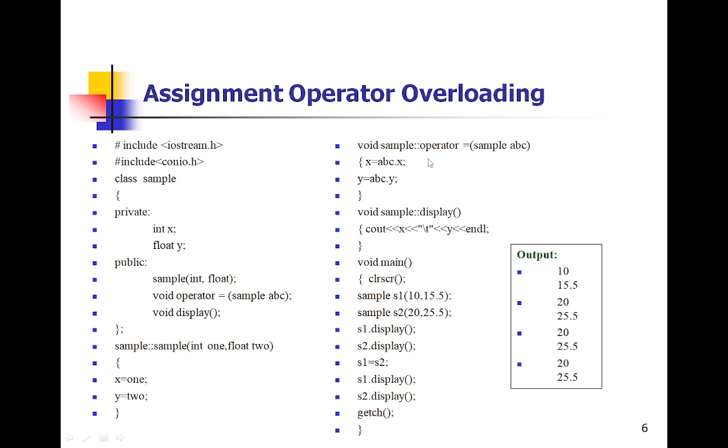Whenever the equal symbol is used, your control will switch over to here. That value will be assigned to abc, then abc.x, that value is passed to x, then abc.y is passed to y. The constructor has already passed values to x and y, and now the new values are assigned to the x and y variables. Then whenever the display function is called, these two values, 20 and 25.5, are going to be displayed. So that is the main function of the assignment operator.